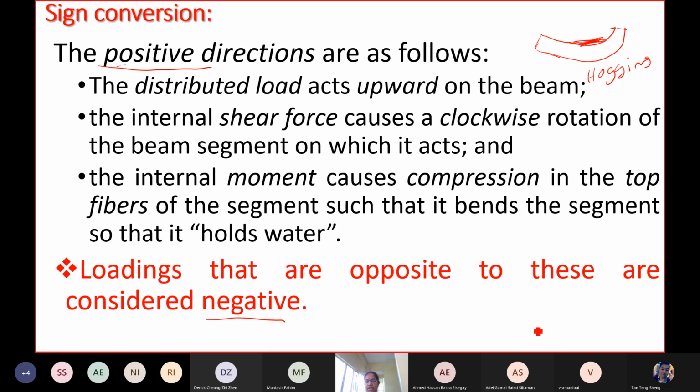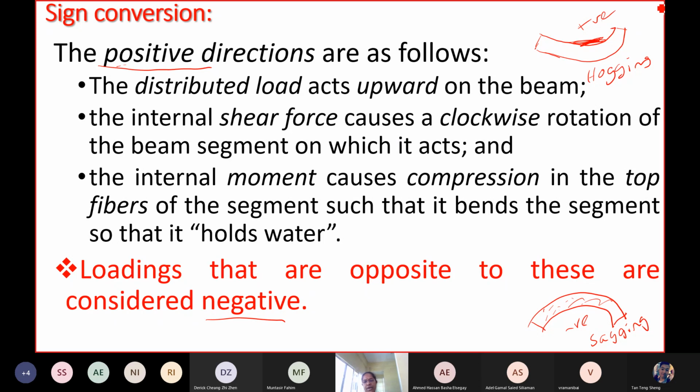The reverse is negative. If the moment is like this, the bending is like this, they call it sagging. This is hogging, this is sagging. Concave is at the top and convex is at the bottom here; here concave is at the bottom and the convex is at the top. So this is hogging, this is sagging moment. Sagging is taken as negative, hogging is taken as positive.